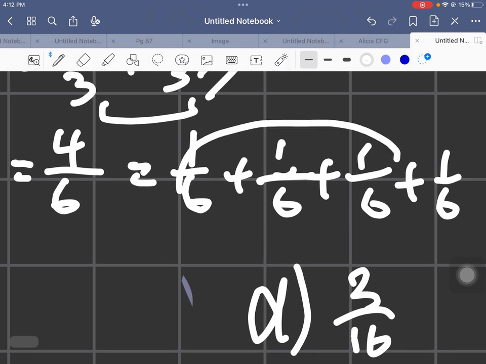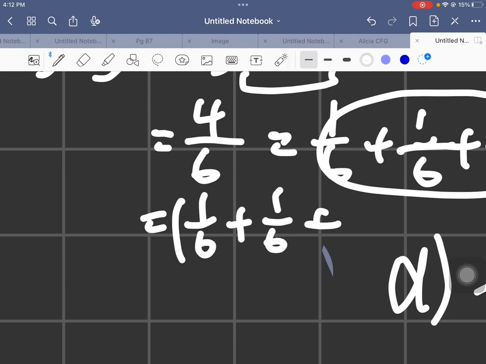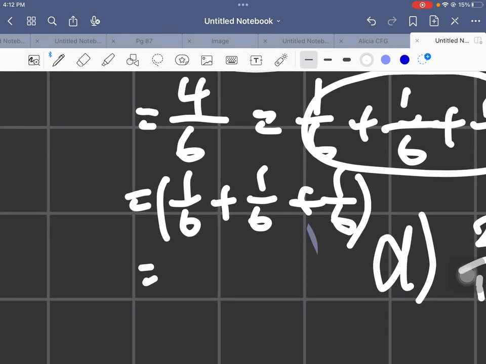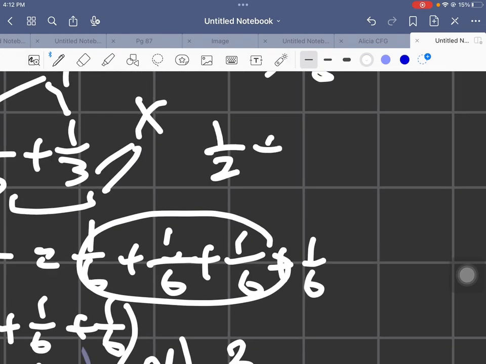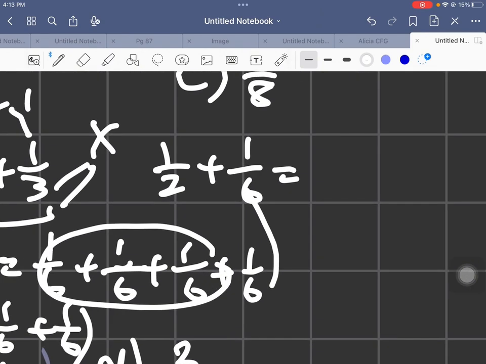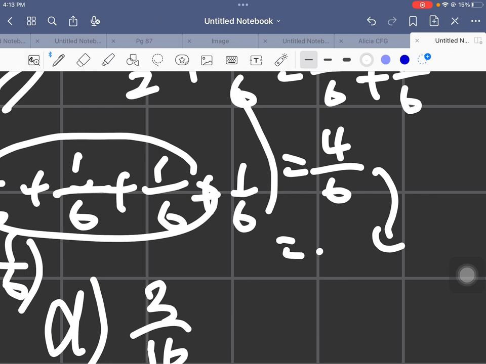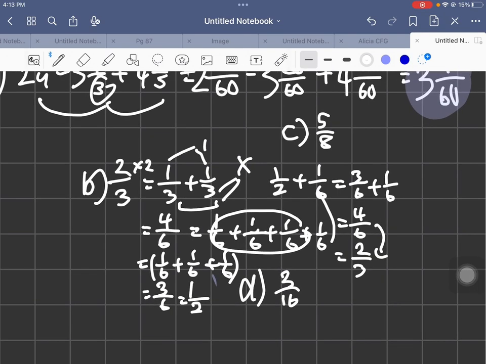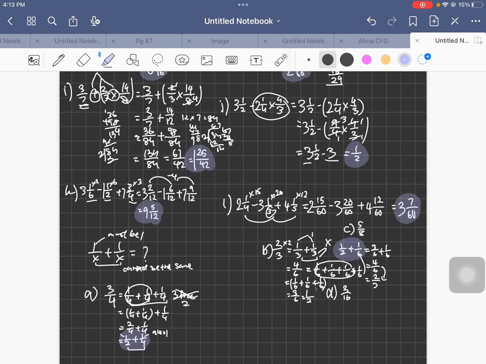So we can combine 3 of these together and plus 1/6. After combining, we'll get 3/6, which equals 1/2. So 1/2 plus the 1/6 goes up here, 1/6. To justify our answer, we'll do this check: 3/6 plus 1/6, you'll get 4/6, and it will be simplified to 2/3, which is the question above. So the answer is 1/2 plus 1/6.